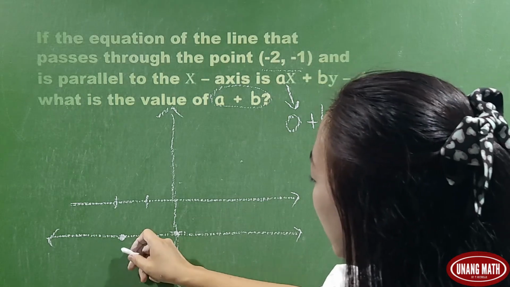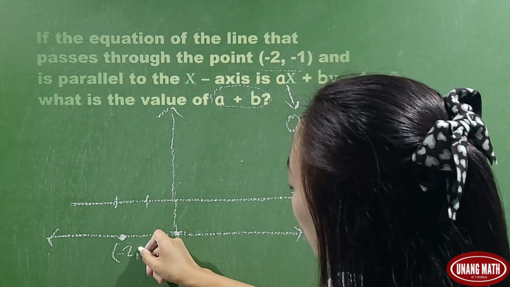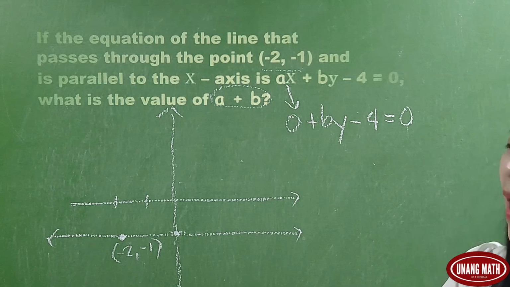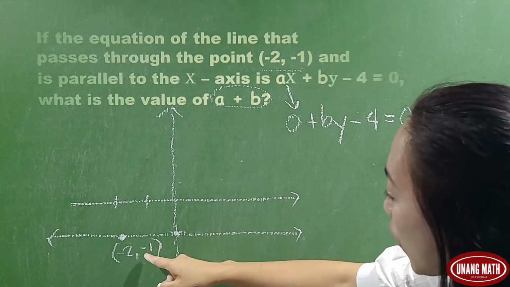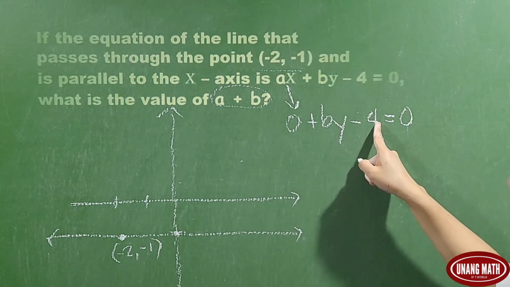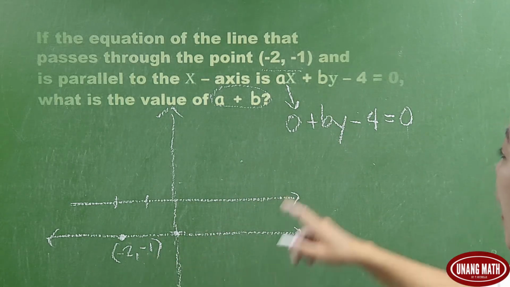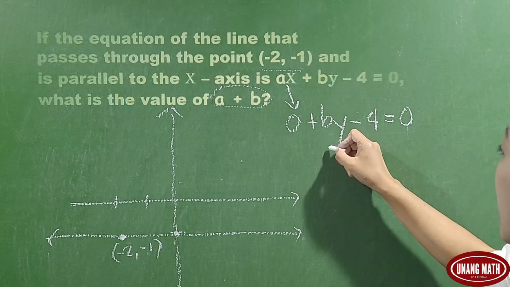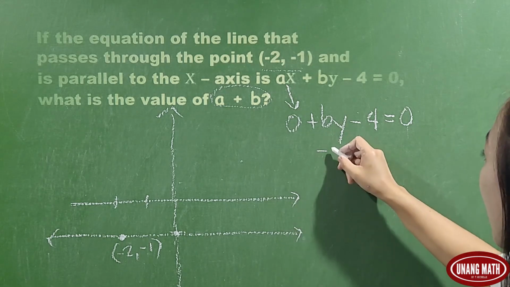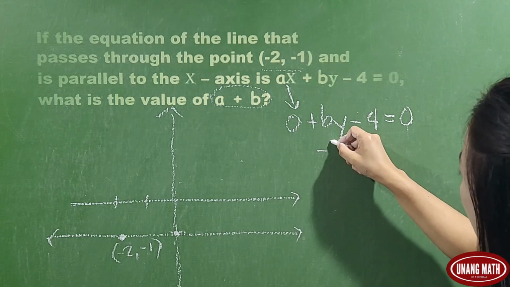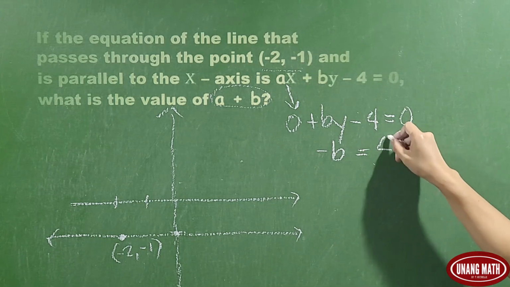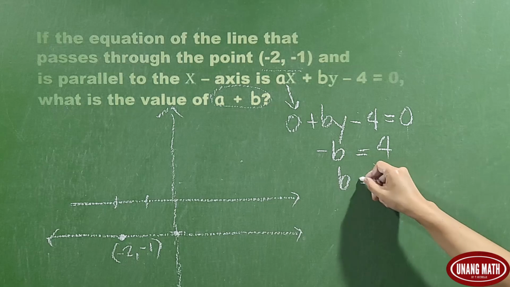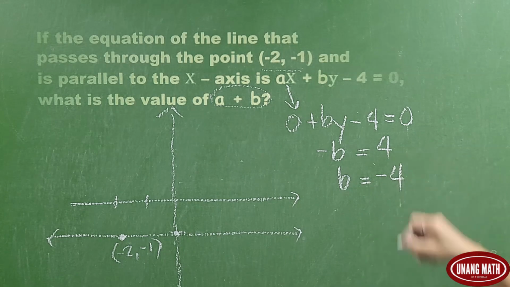So this point is actually (-2, -1). So we are just going to substitute the value of y in this equation, which is negative 1. So we have here negative 1b, or we can just write negative b. And this is equal to 4. So that means b is negative 4.